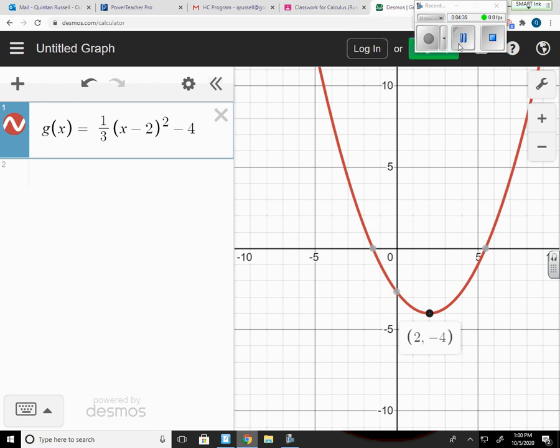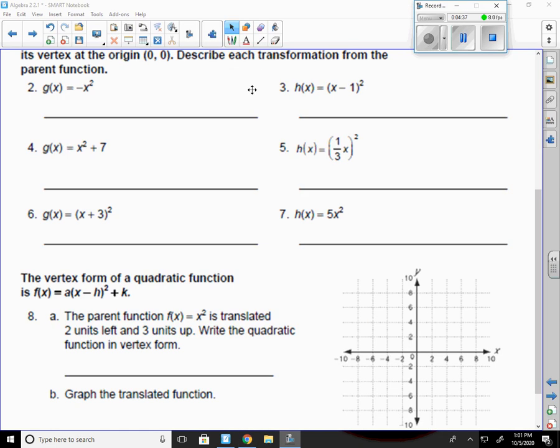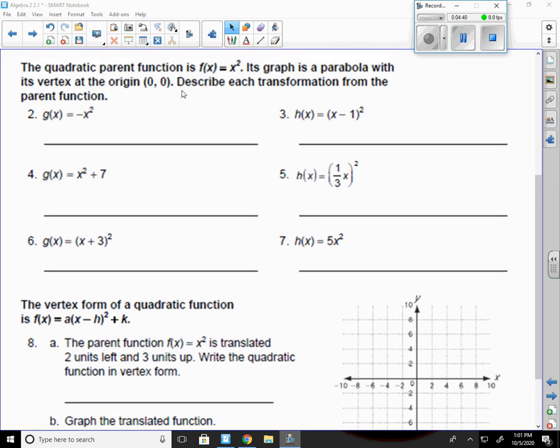Okay, let's look at some more examples. I have the quadratic parent function. It's f of x equals x squared. Its graph is a parabola with vertex at the point 0, 0. Describe each transformation from the parent function. So if I look at this first one, I can see that I have a negative here. So this is going to reflect over the x-axis.